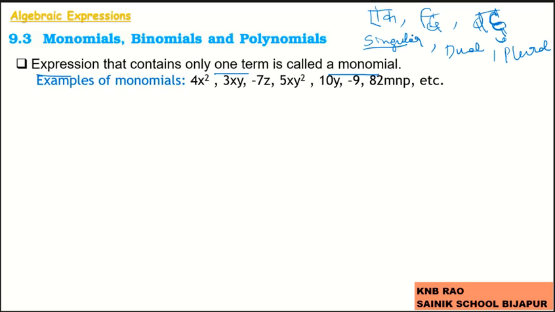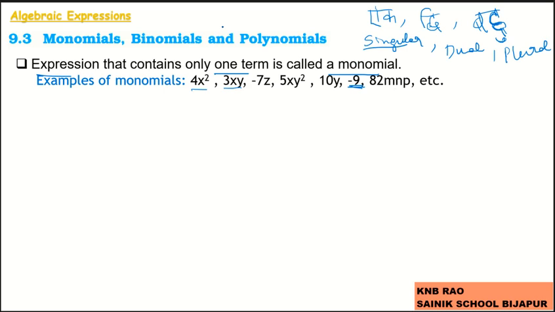Example, you could see here 4x square, it has only one term and that is the algebraic expression. So it's a monomial. You could see 3xy, it is one and only one term and that itself is acting as an algebraic expression. So it's a monomial. Like that, all these are examples of monomials. And remember, here -9 is a number alone.